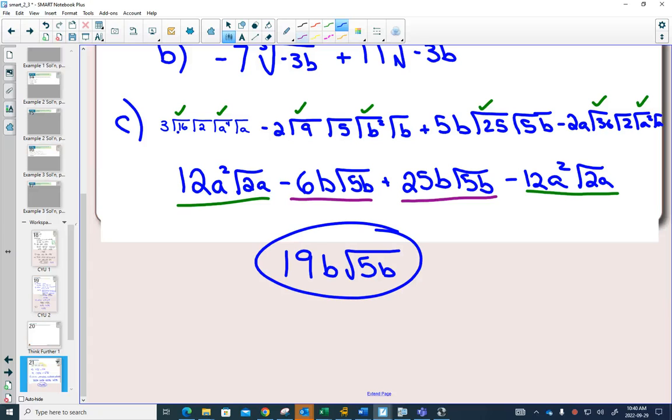So again, if you want to skip the step that you're writing everything out, just make sure you're checking your mental math as you're going along. Do your numbers separately and your variables separately. And question number 8.